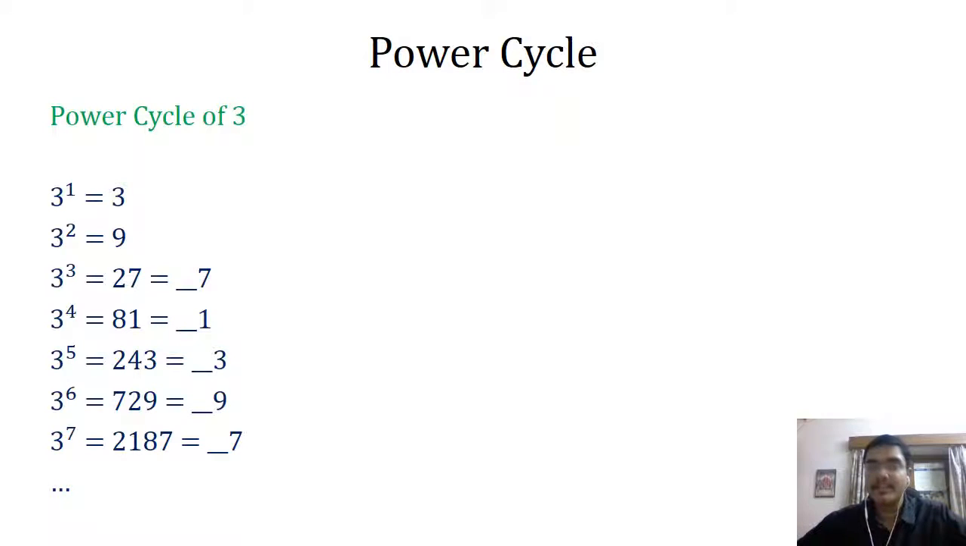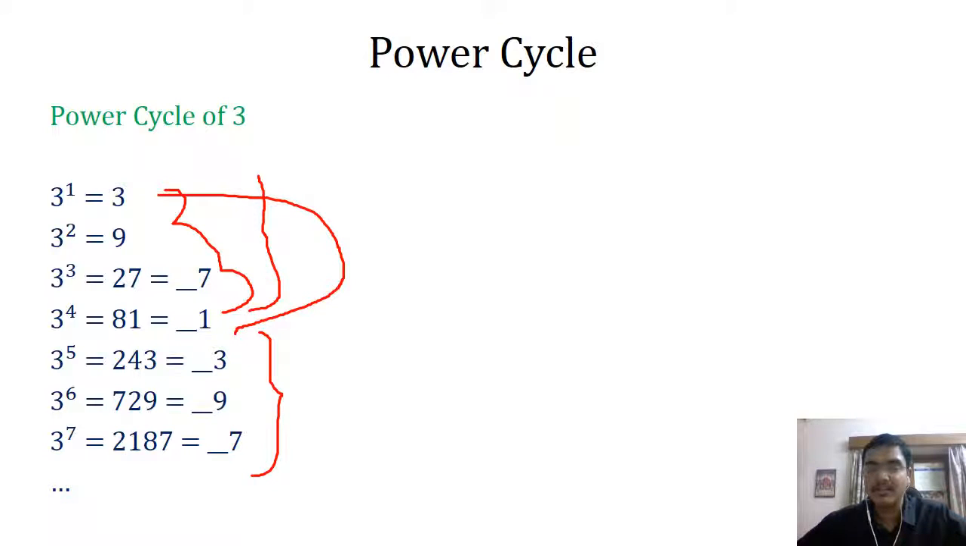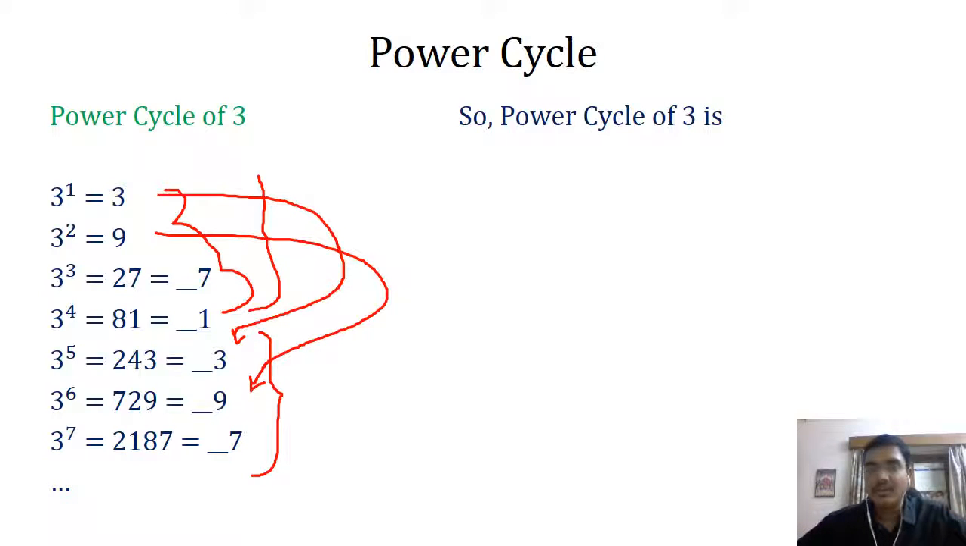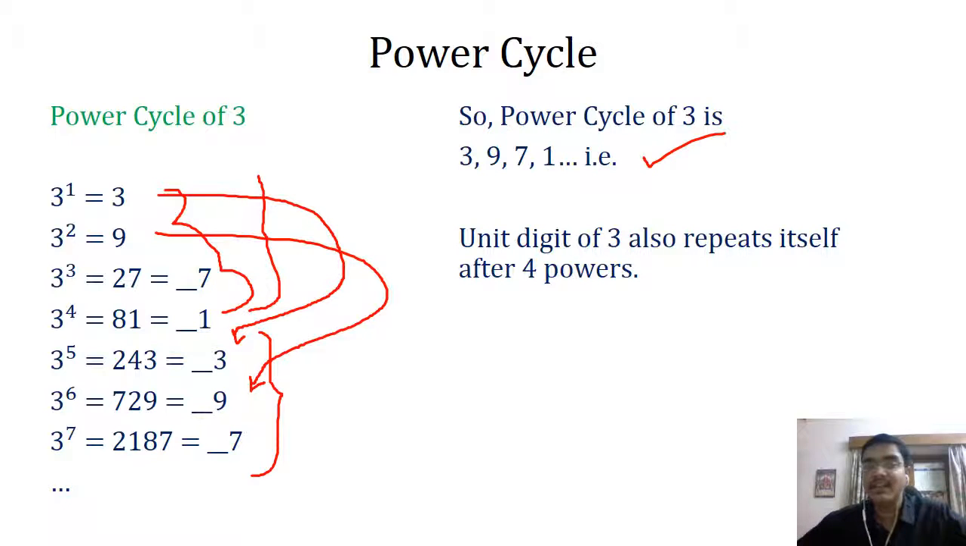Similarly, you can see the power cycle of 3. So 3, 9, 7 and 1. These 4 powers again get repeated after 4 powers. So 3 to power 1, the unit digit is the same as that of 3 to power 5. Similarly, 3 to power 2, the unit digit is the same as that of 3 to power 6. Right? So again, the power cycle of 3 is basically 3, 9, 7 and 1. It again gets repeated after every 4 powers. So just try out other numbers so as to find out the power cycle of these numbers and then tally it with our list that is coming up next.